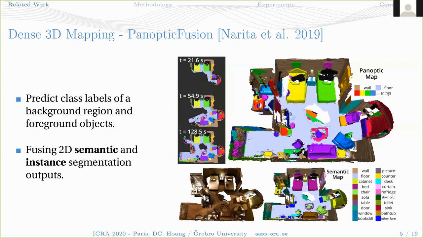In contrast to previous semantic mapping systems, panoptic mapping is able to densely predict class labels of background regions and foreground objects. The example indicates the difference between a semantic map and a panoptic map. In the panoptic map here, background regions such as wall or floor are densely predicted with class labels, while foreground objects like chair or table are individually segmented.